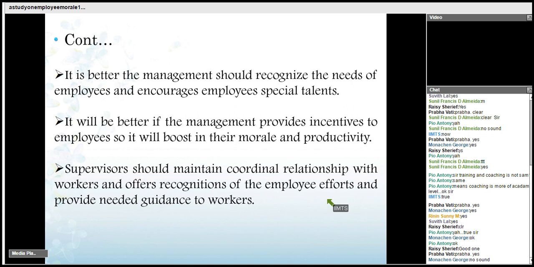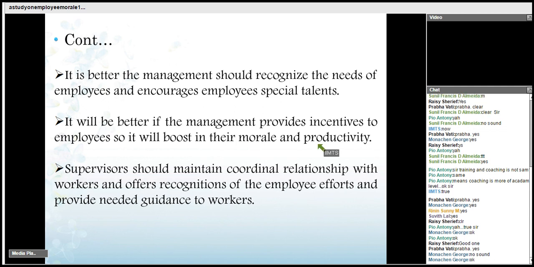It is better the management should recognize the needs of the employees and encourage employees' special talent. It will be better if the management provided incentives to employees, so it will boost their morale and productivity. Supervisors should maintain cordial relationships with workers, offer recognition of the employees' efforts, and provide needed guidance to workers.